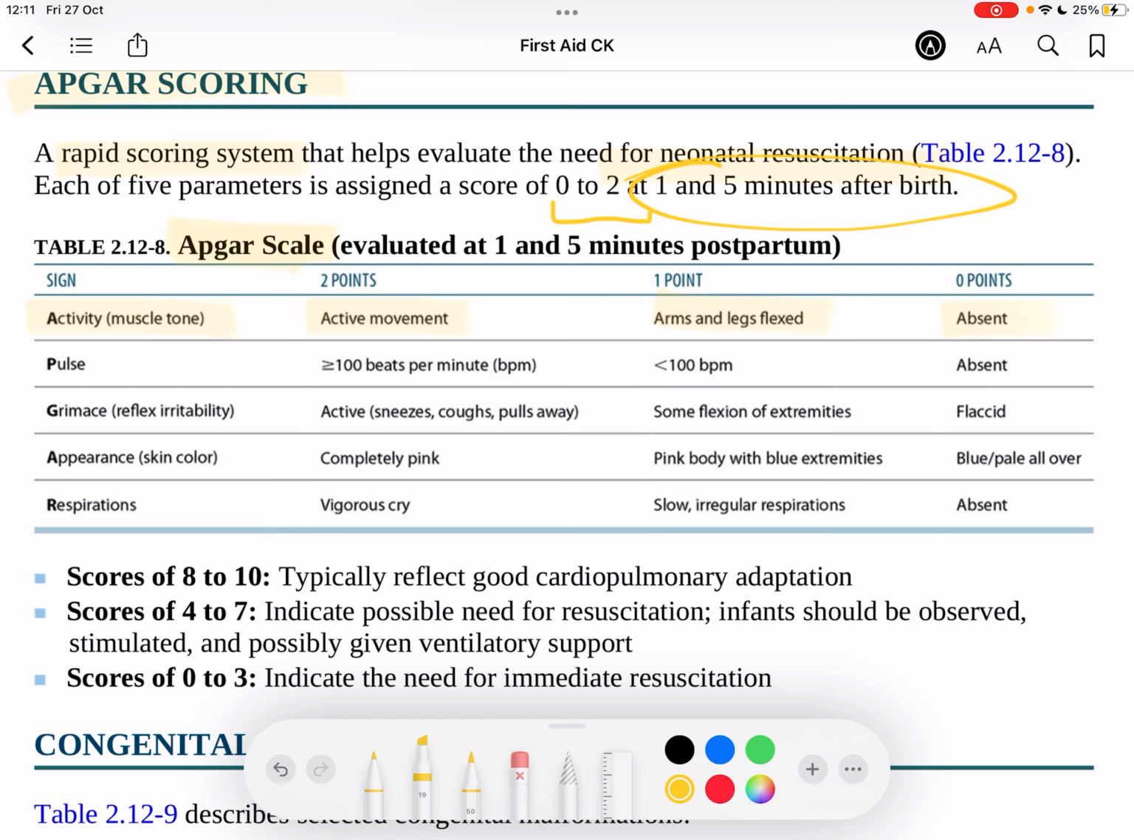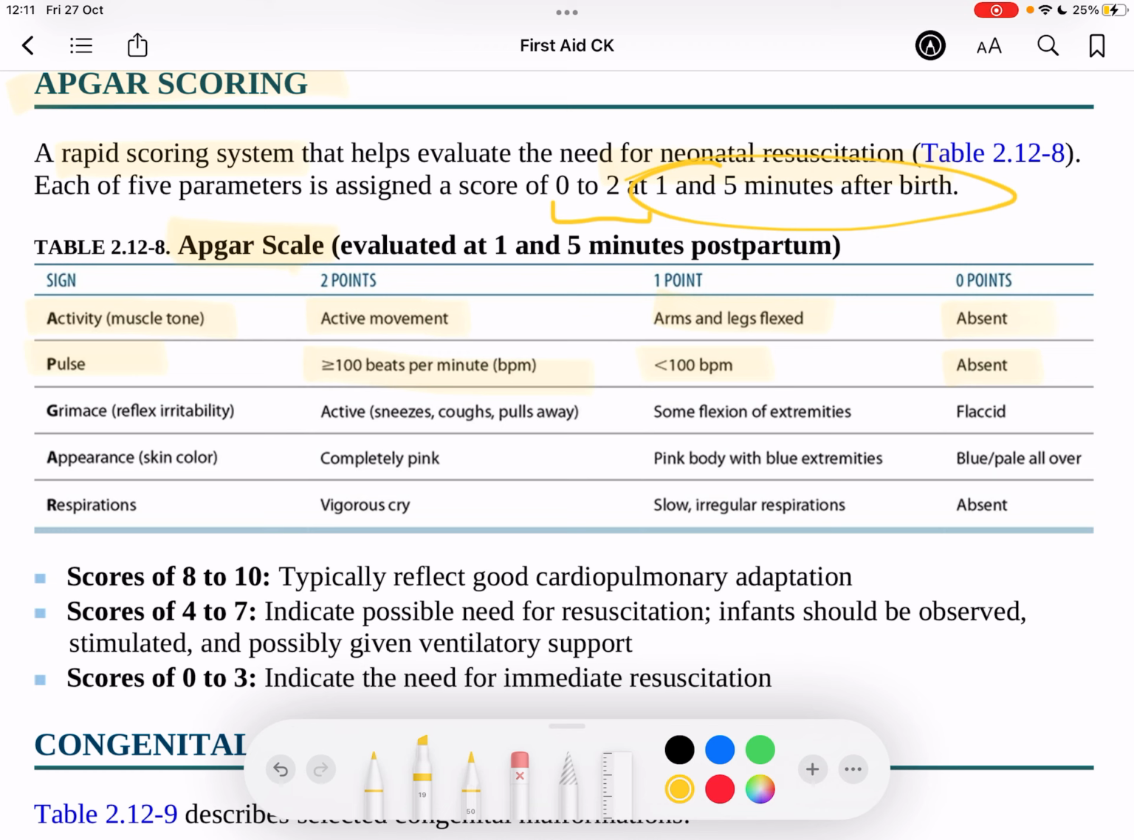The P in APGAR you can remember by pulse. So if it's above 100 beats per minute, this is great, this is 2 points. Do remember that the heart rate is a lot higher in neonates than it is in adults, so you're expecting a heart rate of above 100. And if it's less than 100, we have 1 point. If it's 0 points, it means there's absent pulse.